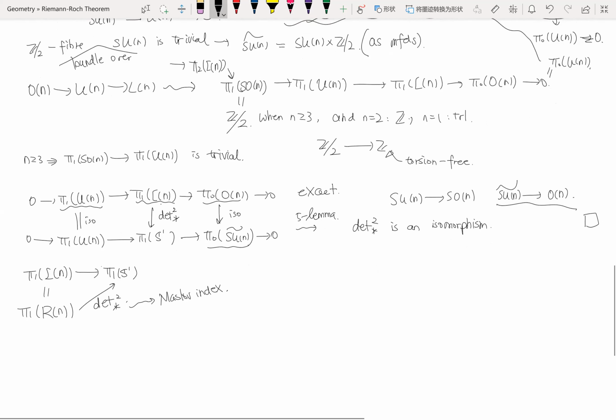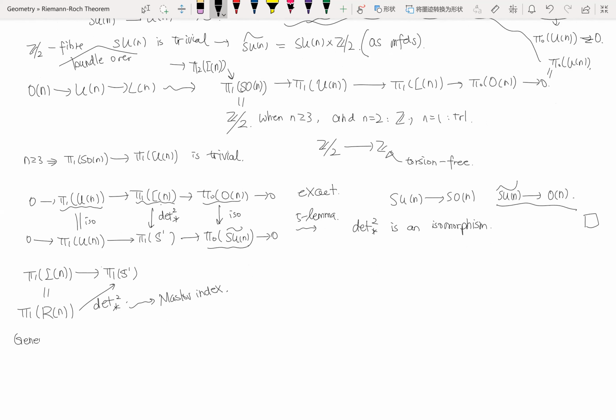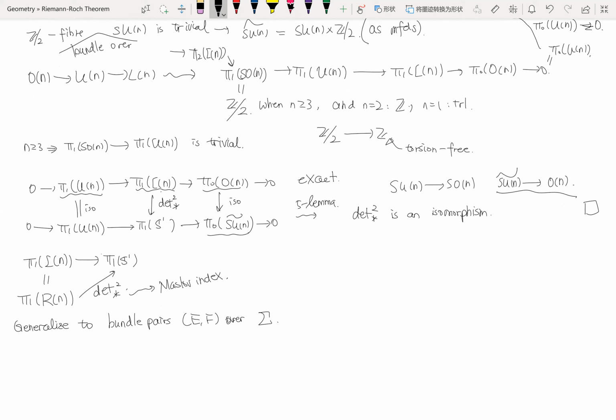But now we are going to generalize to bundle pairs (E, F) over the Riemann surface sigma with boundary, or over the compact Riemann surface with boundary. So we know that if sigma is a compact Riemann surface, then it has the homotopy type of a bunch of circles.